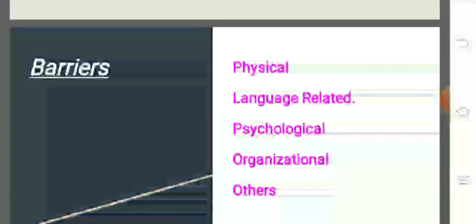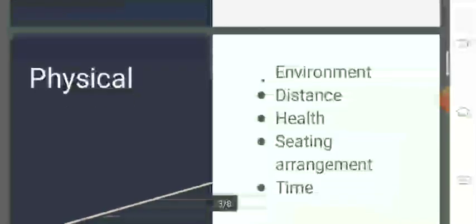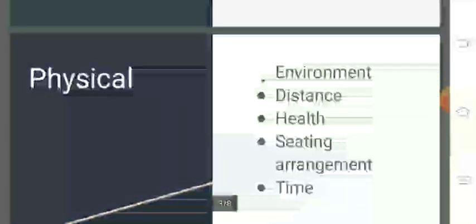Mainly there are five barriers: physical barriers, language related barriers, psychological barriers, organizational barriers, and we also discuss some other barriers that also tackle effective classroom communication. So let's see what are the barriers. The first one is physical barriers.